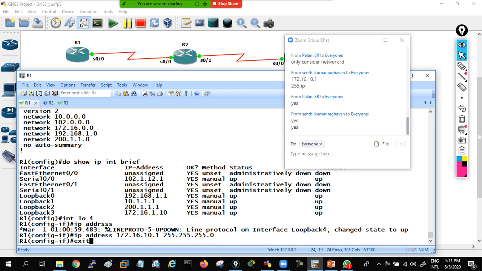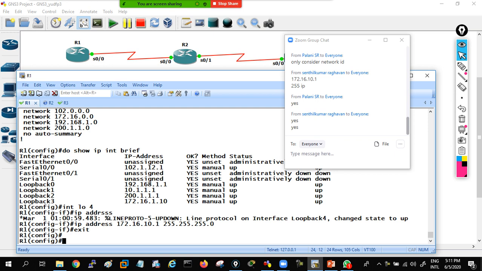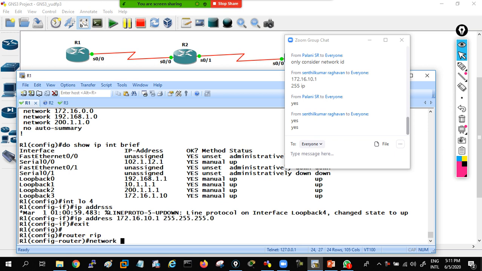Now I am going to advertise this network. Now router RIP, network 172.16.10.0. Everybody agree? Senthil, do you understand this? Yeah. Okay, now in my routing table, if I want to see my configuration, can I see 172.16.0.0 two times or only one time? Only one time. Just one, because it is already configured.